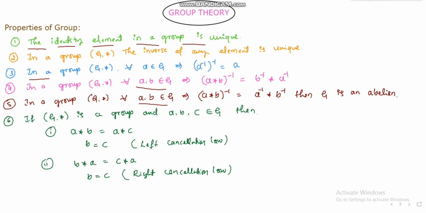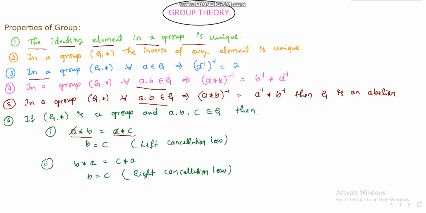Then we go to the sixth property. If (G, star) is a group and a, b, c belongs to G, then in that, first, if a star b is equal to a star c, then by using the left cancellation law, here a gets cancelled and we get b is equal to c.